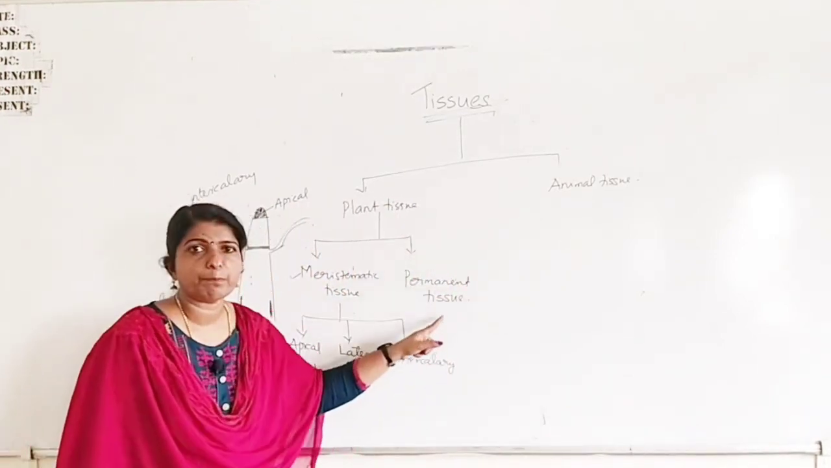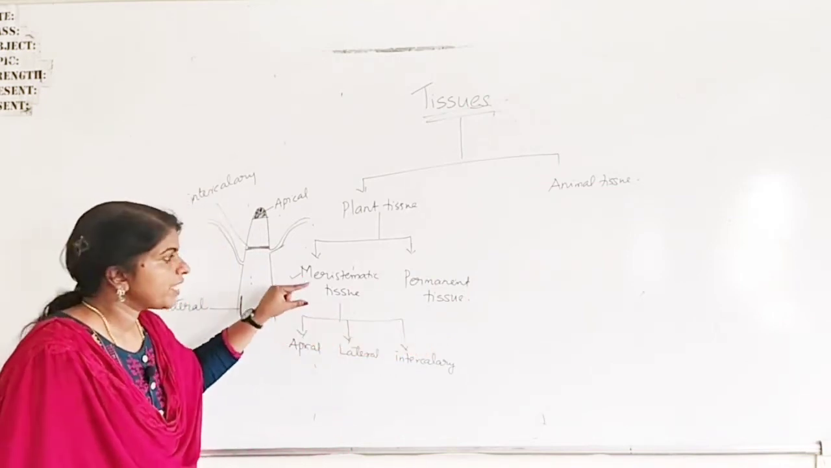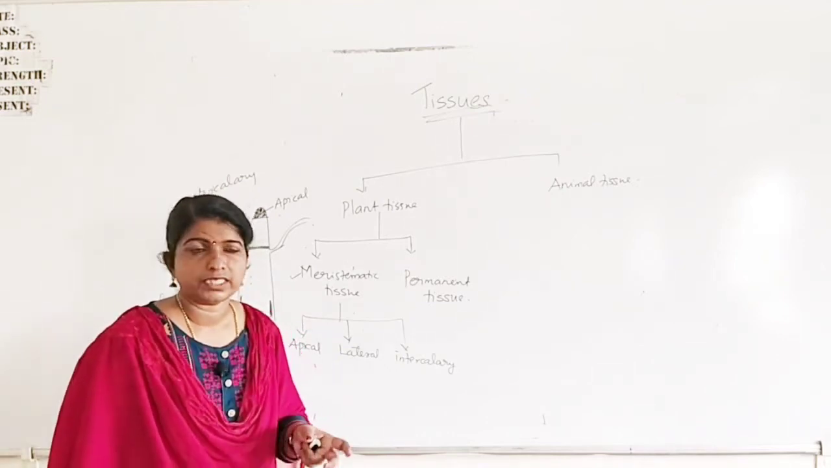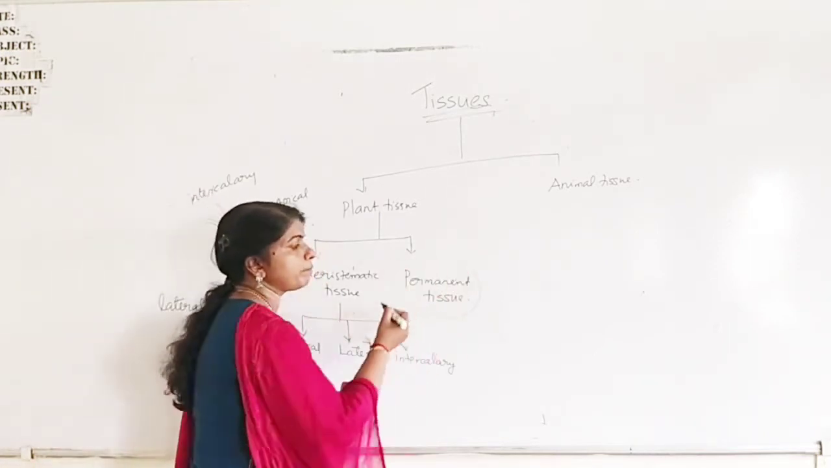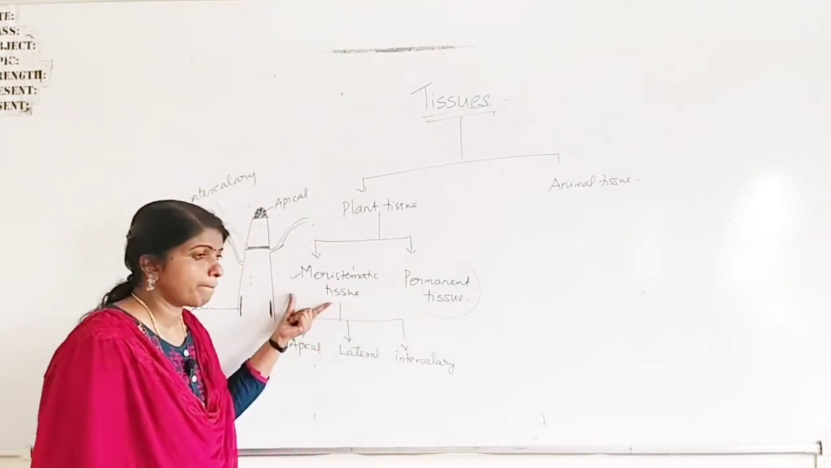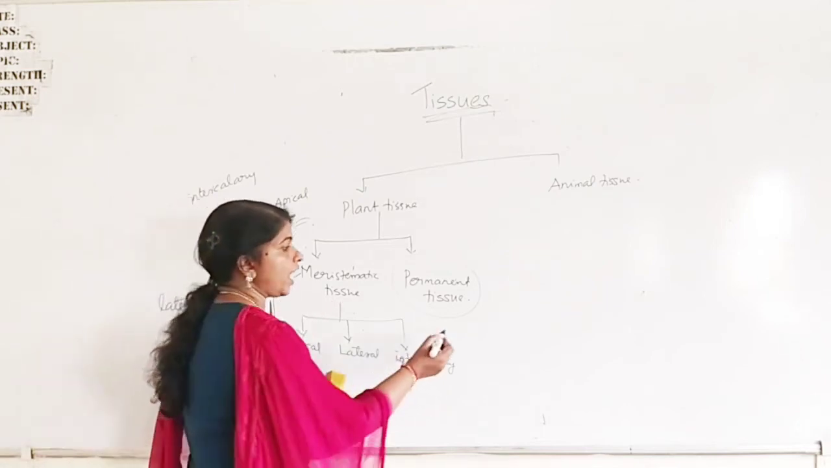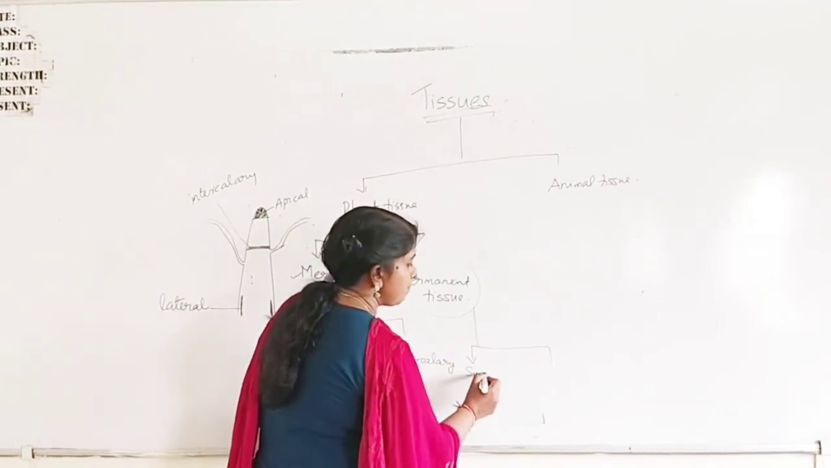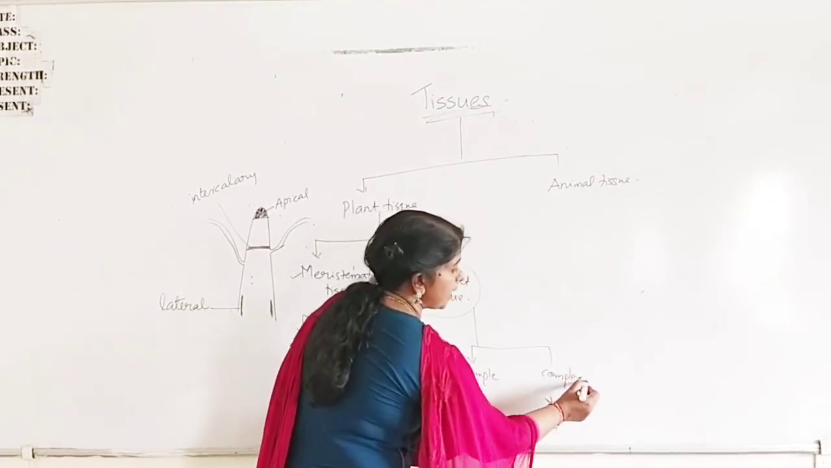What is that? Permanent tissue. After attaining maturity, meristematic tissues lose their ability to divide. That division capacity is lost, and such tissues are known as permanent tissues. So permanent tissues actually develop from meristem when they lose their ability to divide. And there are two types of permanent tissues, simple permanent tissue and complex permanent tissue.